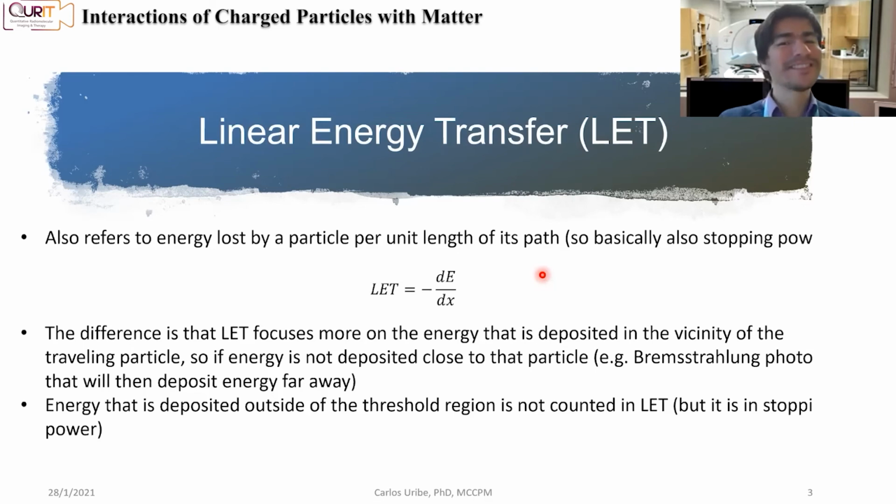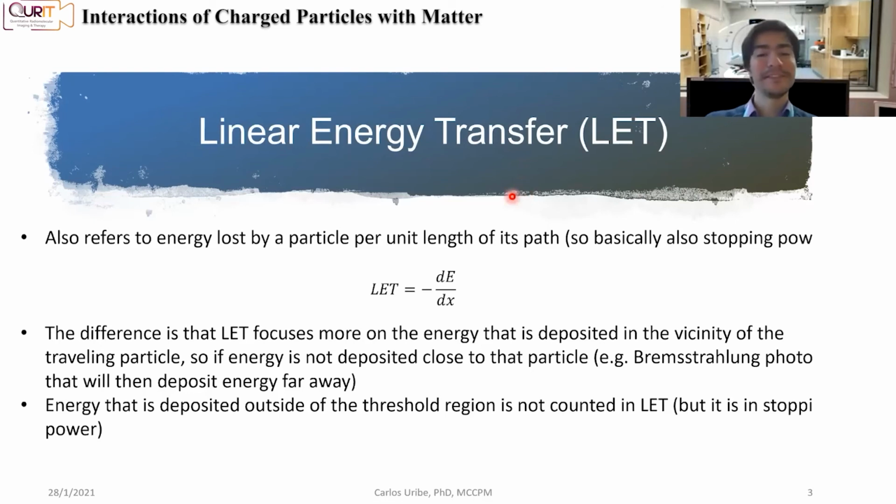So what's the difference? Well, the difference is that LET, linear energy transfer, focuses more on the energy that is deposited just in the vicinity of that traveling particle. This is a very important metric that is used in radiation biology. We want to see what's the energy that's deposited where the particle is moving. We don't care if that energy is going to be deposited far away. We just look at the vicinity.